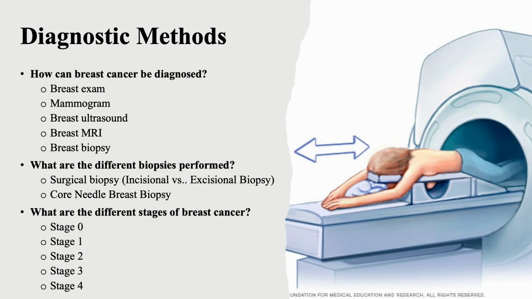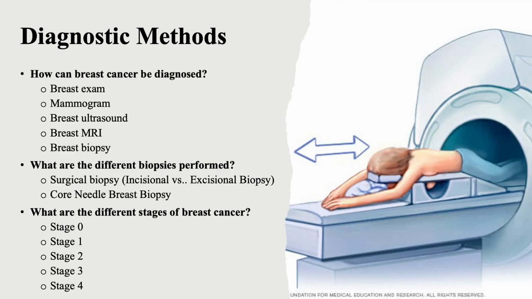The first is a surgical biopsy, which involves making an incision in the skin and removing a part of the abnormal tissue. Or they could do an excisional biopsy, which is just removing the entire area if it is a smaller mass or a tumor that can be removed easily.